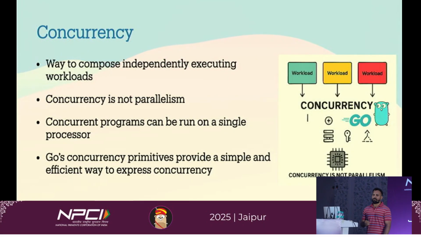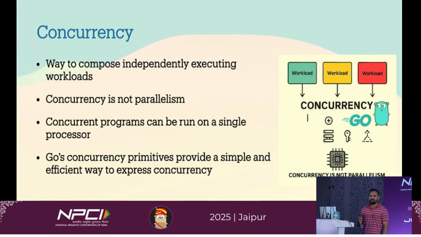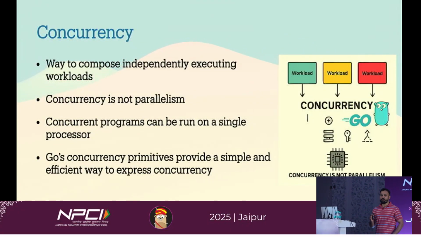So what is concurrency? Concurrency is a way to compose independently executing workloads. Concurrency is not parallelism. You're not trying to run multiple things in parallel, so a concurrent program can also run on a single processor. And Go's concurrency primitives provide a simple and effective way to express concurrency.